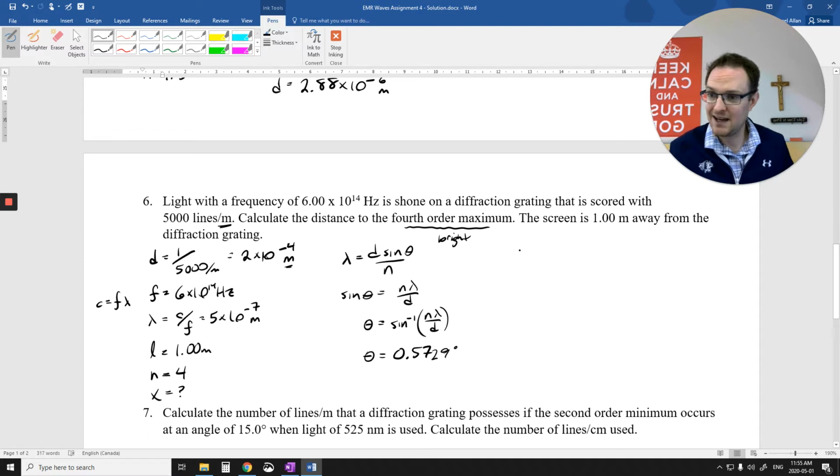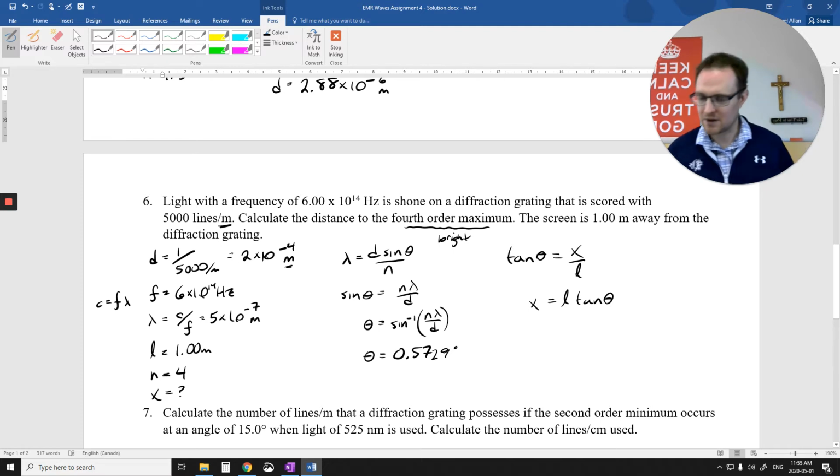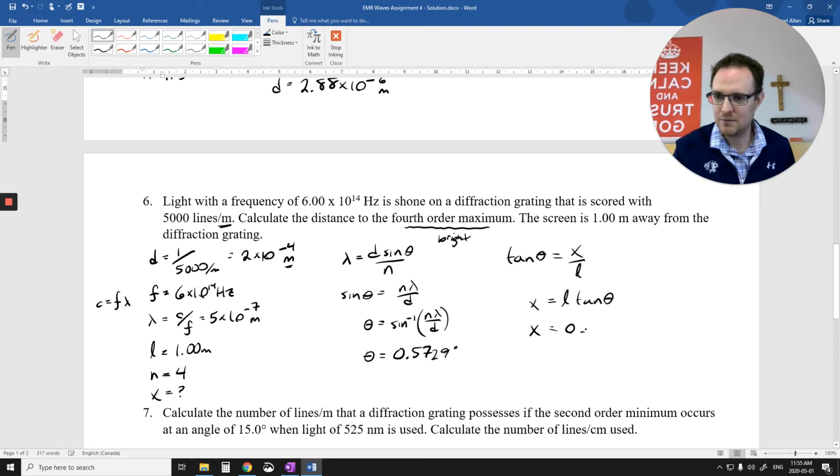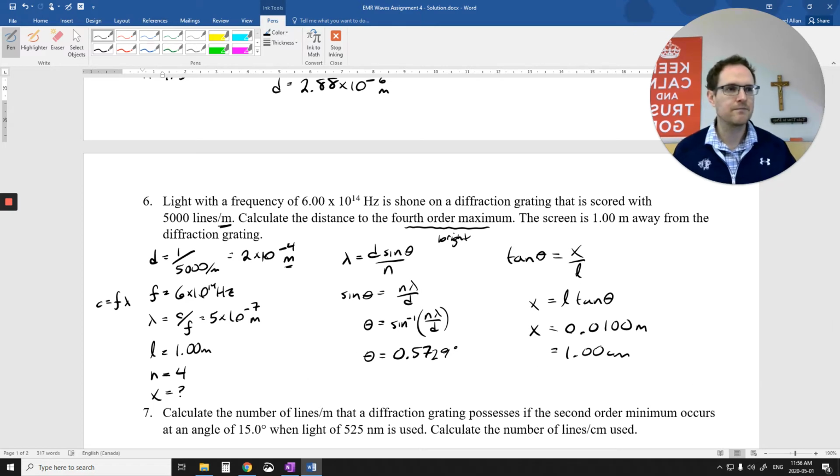But now, because I have the angle, I might as well just use the x equals L tan theta formula instead to find out what x is. So I'm going to times the L up. And then I'm going to go tan theta. It's going to be times 1, so I really just have to go tan my angle times 1. So this ends up being 0.01, how many sig digs? 3 sig digs, so 1.00 centimeters. If you want to put in different units, that's fine too.